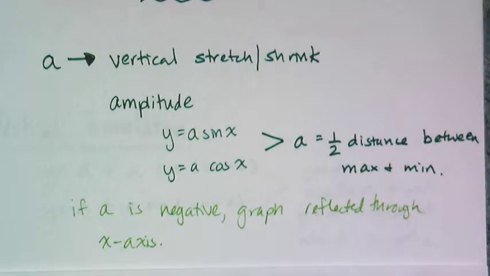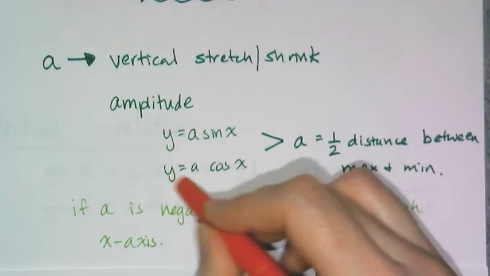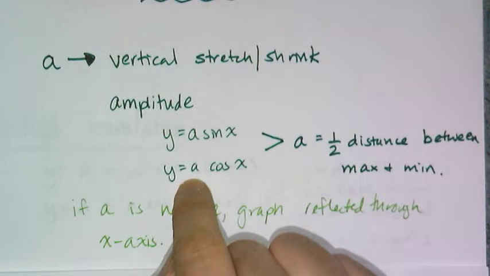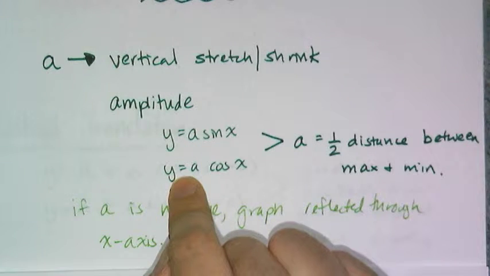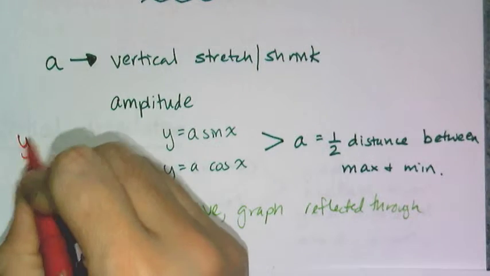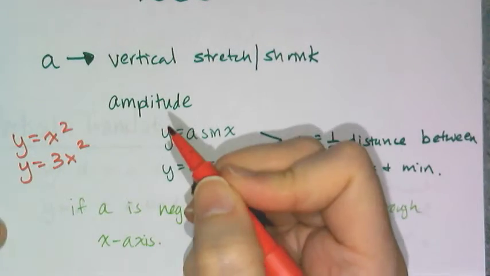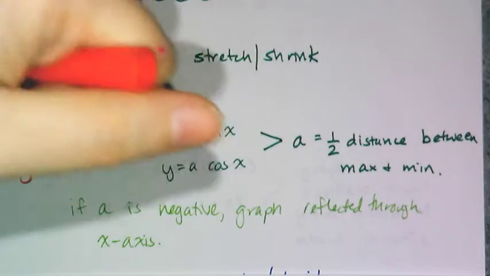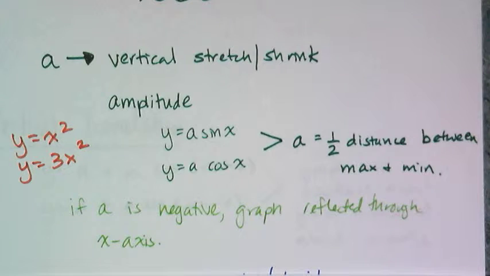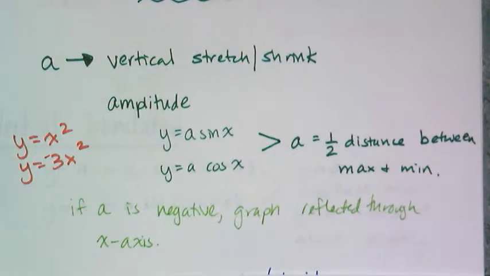And if I just have y equals a sine x, y equals a cosine x, the a is the amplitude, right? So this thing that I multiply sine or cosine by on the outside, that's the amplitude. And if you think about quadratic functions, like when I had y equals x squared, if I multiplied it by 3, 3x squared, then it would stretch it vertically and make it skinnier, right? Same thing here. That's what amplitude is going to do. Now, if a is negative, it's the same thing as if it were y equals negative 3x squared. It's just going to reflect it through the x-axis.